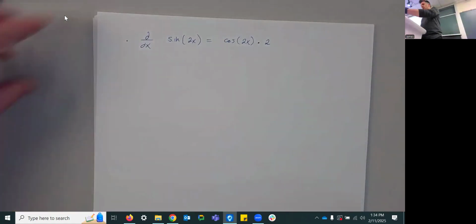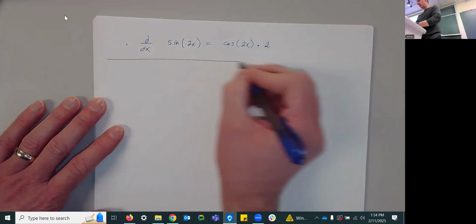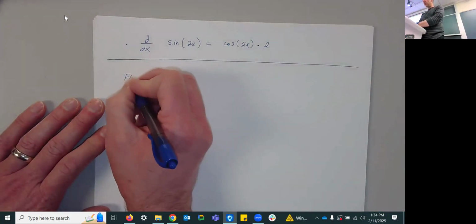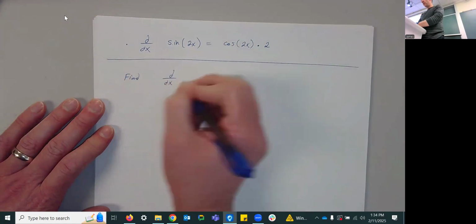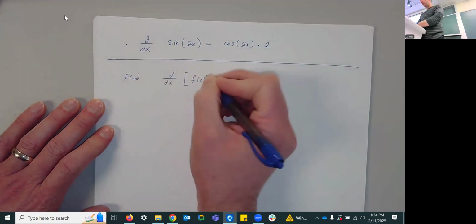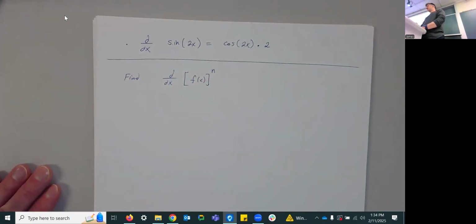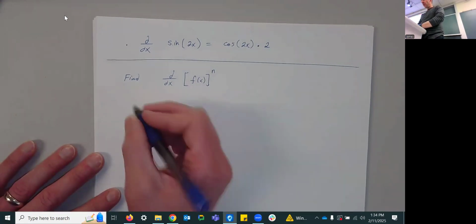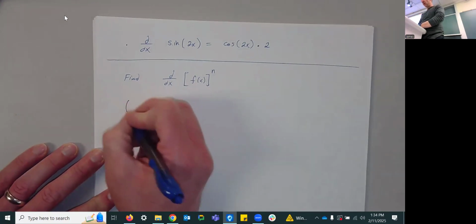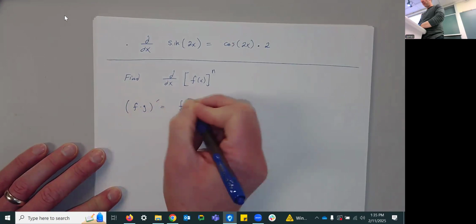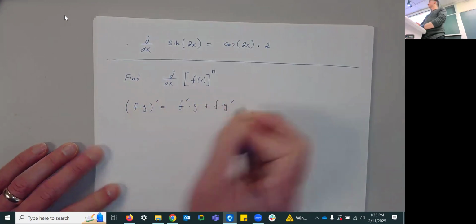So just for a moment here, let's say we want to find the derivative of any old function raised to the nth power, where we're imagining n is a positive integer, but it could actually be anything. So remember how I talked about the triple product rule and the quadruple product rule a little bit? Let me remind you about the product rule. We know that the derivative of f times g is f prime times g plus f times g prime.